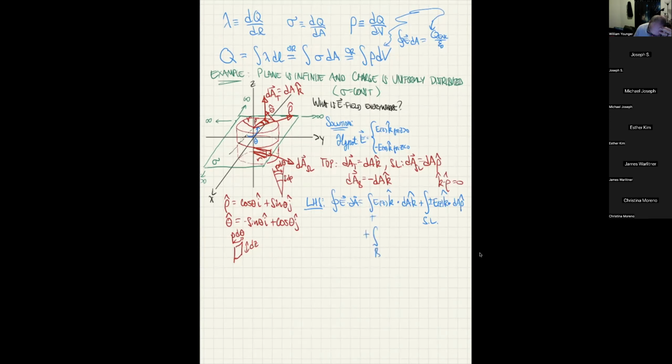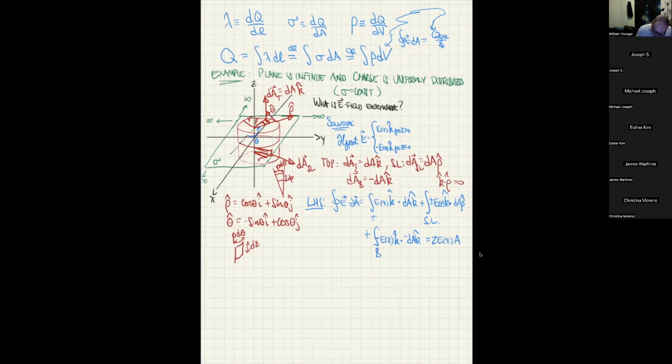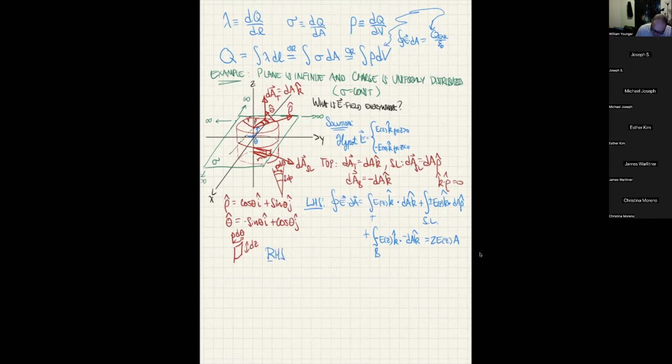The bottom is going to be, again, E of Z, but in this case, it's in the negative K hat direction. So I'll put a negative there, and then that's dotted with negative dA K hat. But as luck would have it, negative times a negative is a positive. So I end up getting 2 E of Z times A. One for the top, one for the bottom. Now my left-hand side's done. Does that make sense to everyone? Any questions?